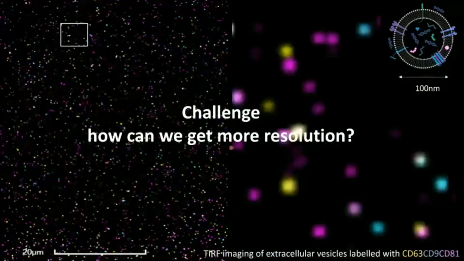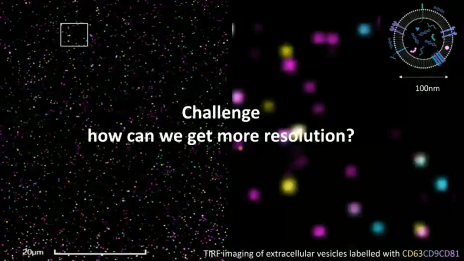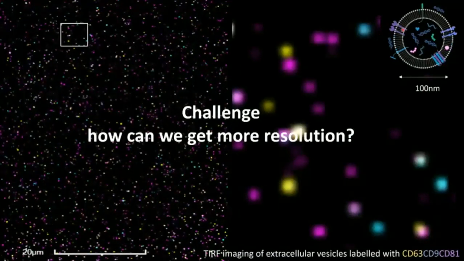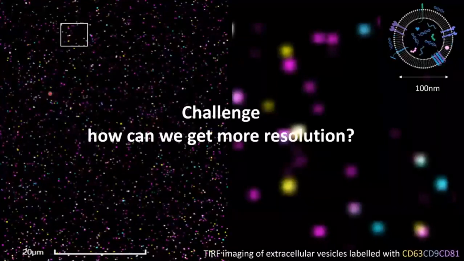But the challenge is, how can we get more resolution? If we take, for example, extracellular vesicles, these are very small particles, about 30 to 100 nanometers in diameter. If we use diffraction limited imaging and label the extracellular vesicles with common markers, we can see that there's a heterogeneous population of the extracellular vesicles. But we can't tell much more than that, even if we zoom in on these images.